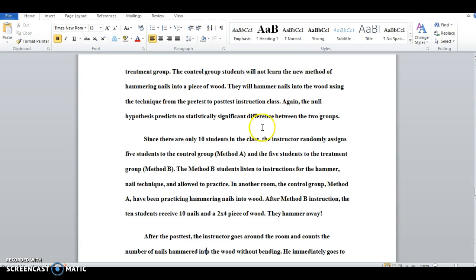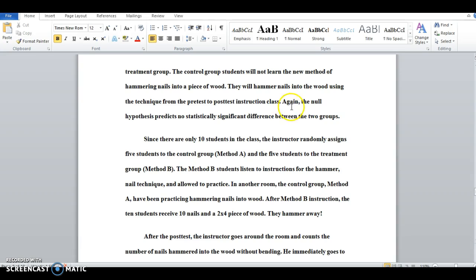The control group students will not learn the new method; they hammer nails into the wood using the technique from the pre-test. And again, the null predicts no statistical significance between the two groups. Just as when we do research, the null hypothesis usually means there is no change, there's no difference. The alternative is kind of our investigative point.